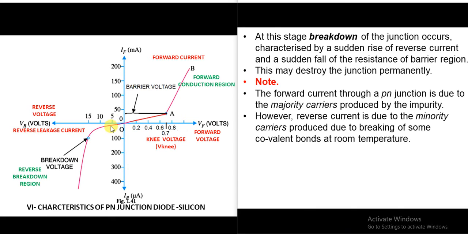Minority carriers are produced due to the breaking of covalent bonds at room temperature, and a point to be noted, not all the covalent bonds break, only a few covalent bonds break. That's why the current is very less, in the microampere range. And in the forward bias the current is very large because of the majority carriers, and hence it is in milliamperes.